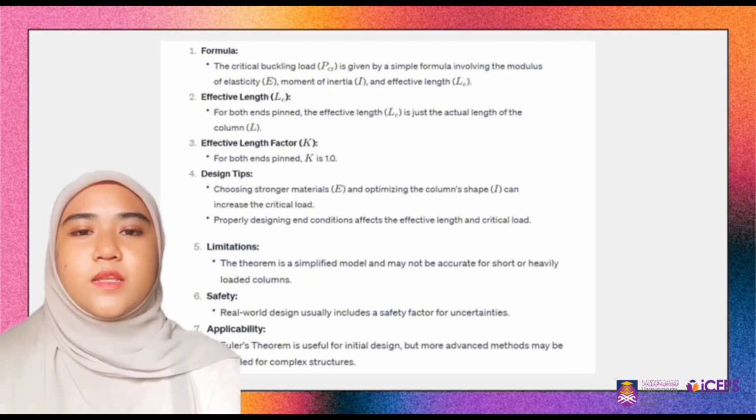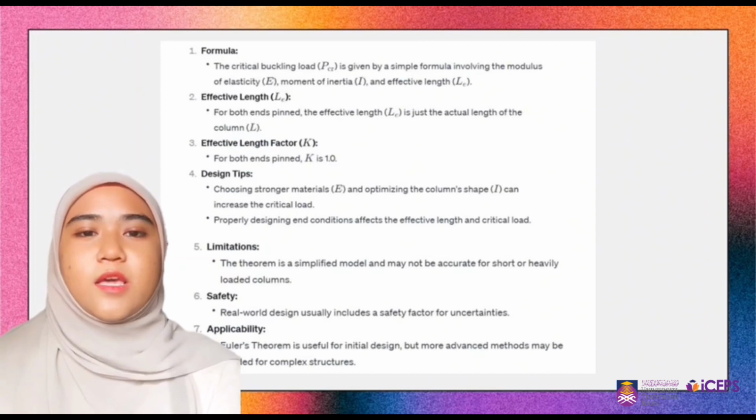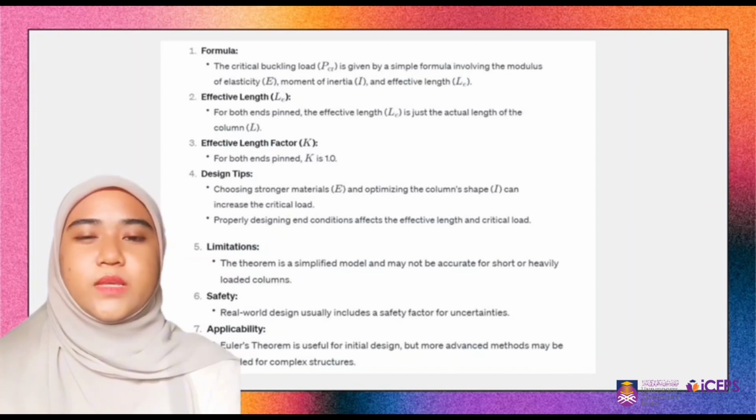Here are the key takeaways. First is the formula. The critical buckling load P is given by a simple formula involving the modulus of elasticity E, moment of inertia I, and effective length L. Second is effective length. For both ends pinned, the effective length L is just the actual length of the column. Third is the effective length factor. K for both ends pinned is 1.0.